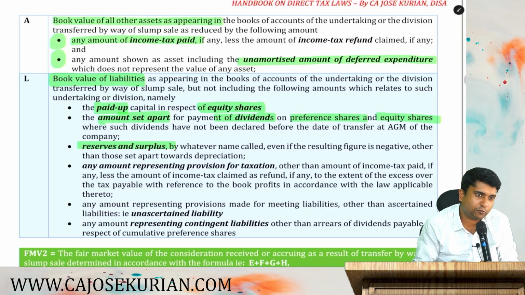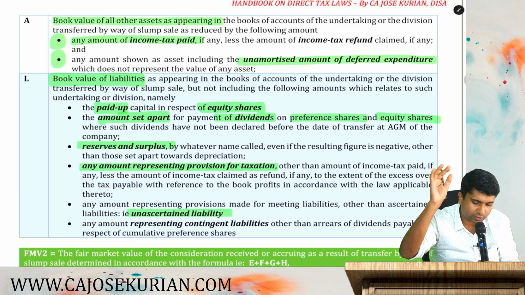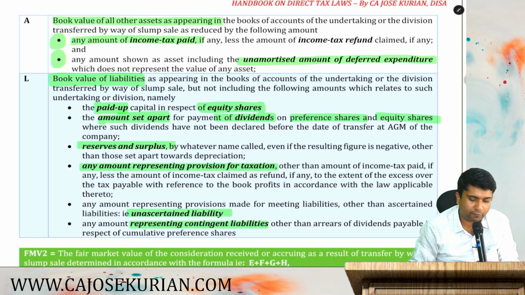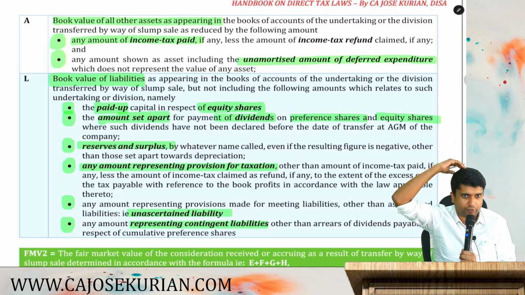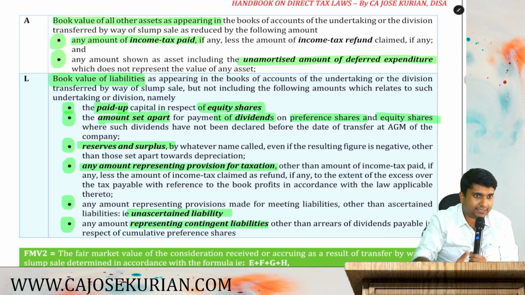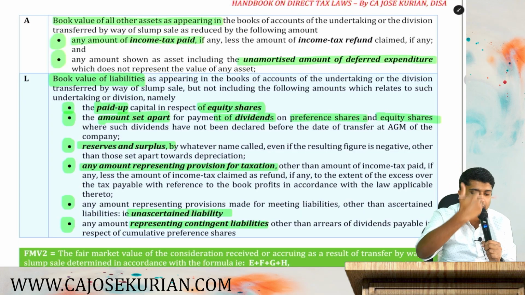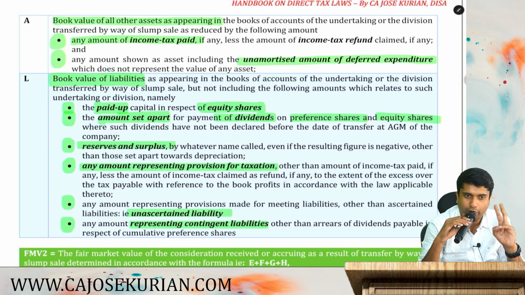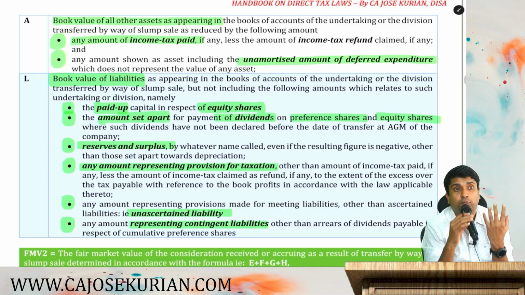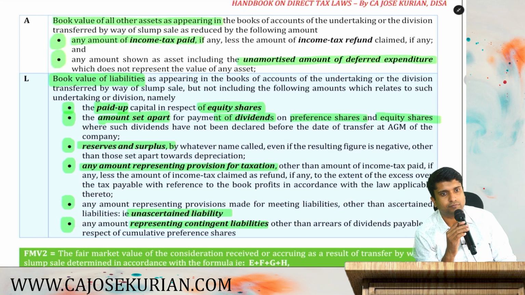Reserves and surplus have to be excluded. Amount representing provision for taxation has to be excluded. Unascertained liability has to be excluded. Contingent liabilities also have to be excluded. So 1, 2, 3, 4, 5, 6. Six types of liability you have to exclude. Apart from these six, whatever liability you have is said to be what, friends? L. According to our formula, apart from these six liabilities, all other liabilities at book value are said to be what? L. Are you all here?